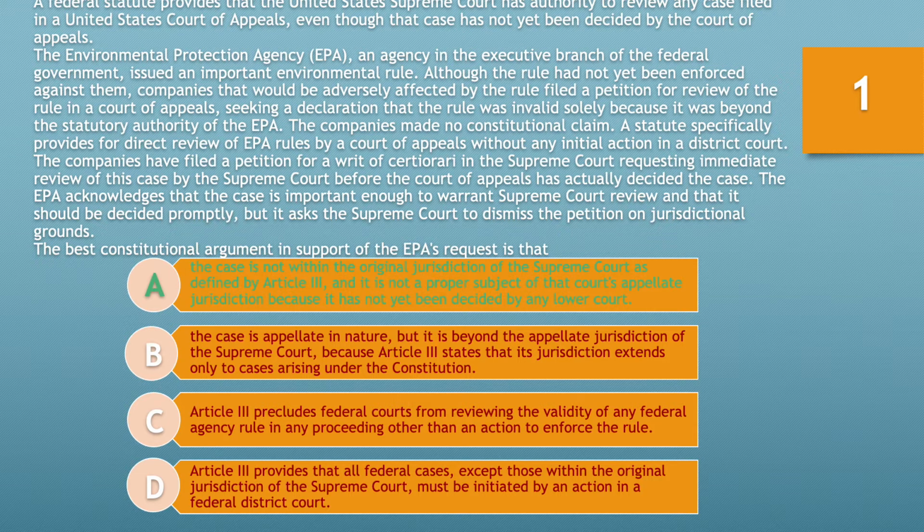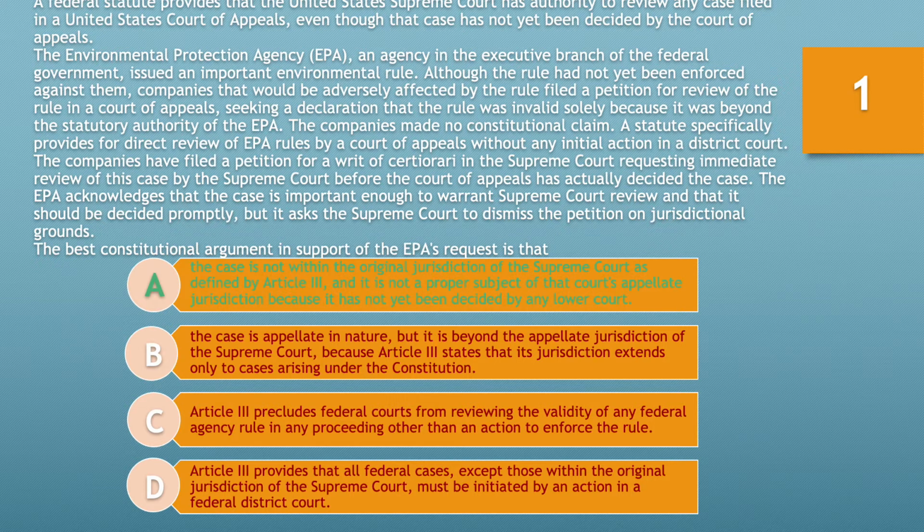Now, C and D fall into the same category. They're discussing Article 3, which, if you recall, in essence discusses the creation of the federal courts as well as notes the jurisdiction of the federal courts as anything coming from a federal question, meaning the Constitution itself. Now, C says Article 3 precludes federal courts from reviewing the validity of any federal agency rule in any proceeding other than an action to enforce that rule. Article 3 has no such language, so that's not a valid option here.